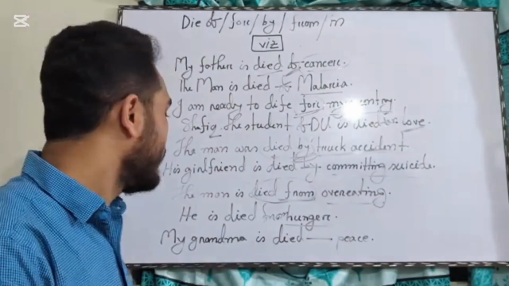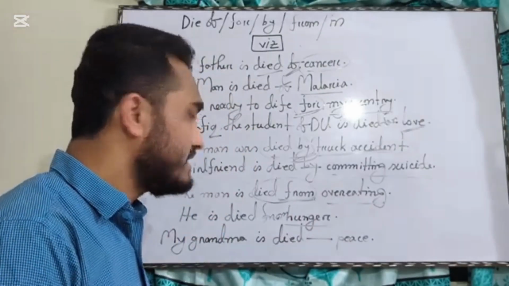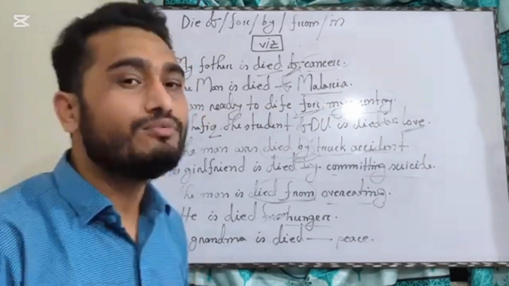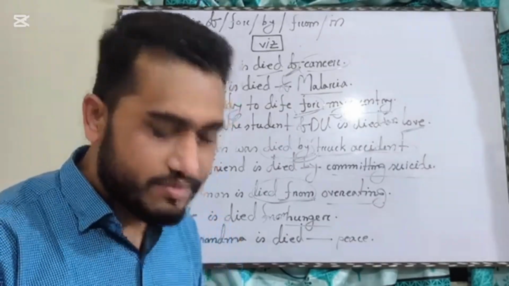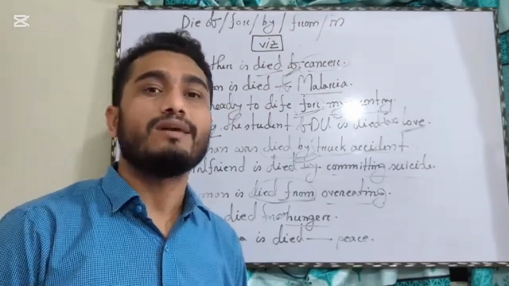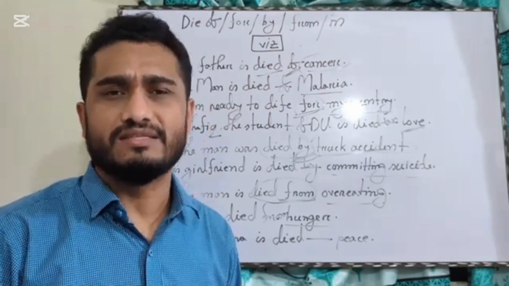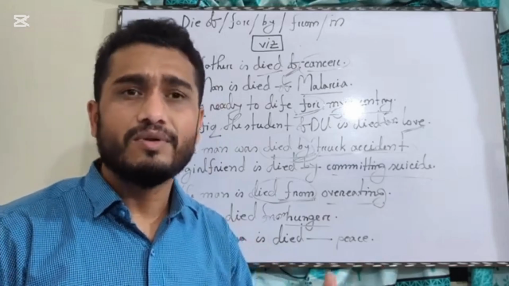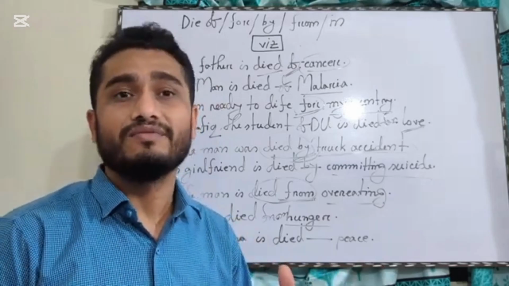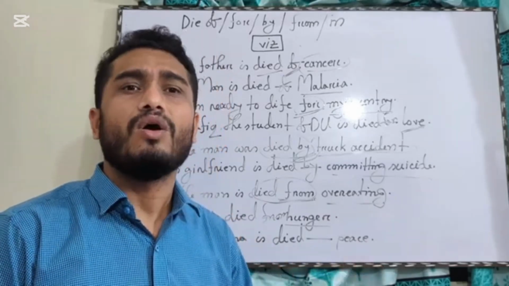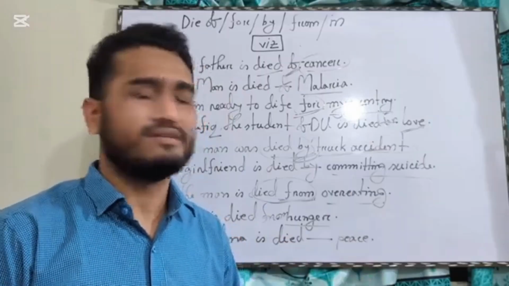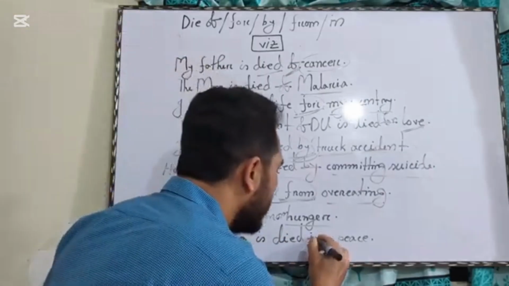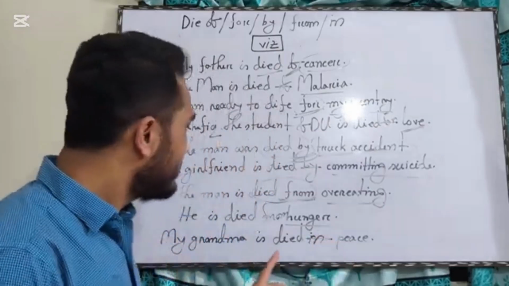So our last example: my grandma is died in peace. Now you have to remember one thing with 100% surety, with clarity, that when someone dies in peace, for example sleeping, or in doing good things, then what will we use? Of course, we will use the preposition in. So here, my grandma is died in peace.